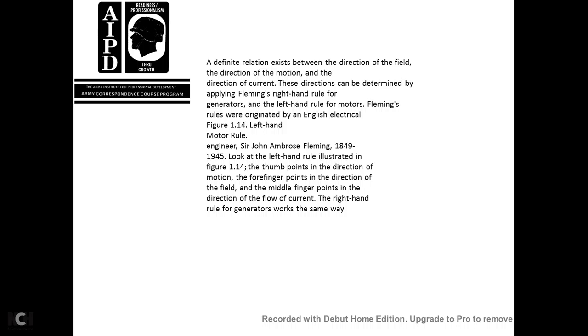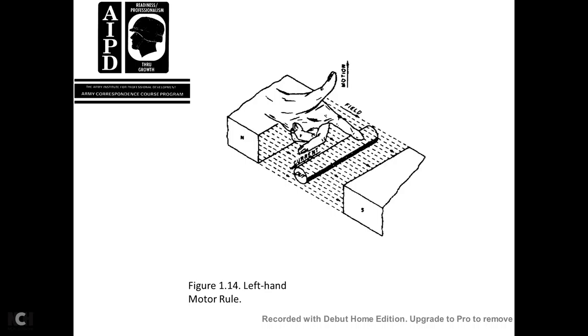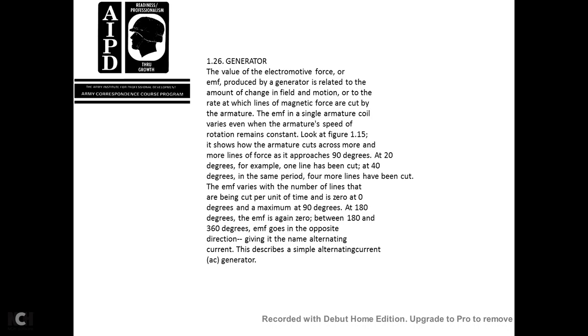A definite relationship exists between the direction of the field, the direction of the motion, and the direction of the current. The directions can be determined by applying Fleming's right-hand rule for generators and the left-hand rule for motors. Fleming's rules originated with the English electrical engineer Sir John Ambrose Fleming, 1849 to 1945. Looking at the left-hand rule illustrated in figure 114, the thumb points in the direction of the motion, the forefinger points in the direction of the field, and the middle finger points in the direction of current flow. The right-hand rule for the generator works the same way. You see the motion, the field, and the current shown in the left-hand motor rule.